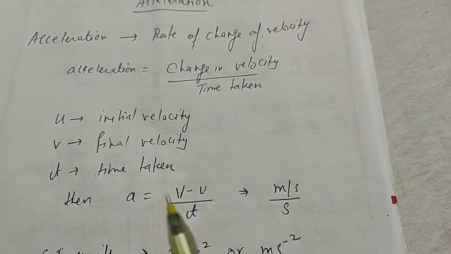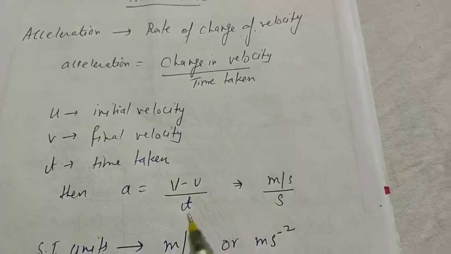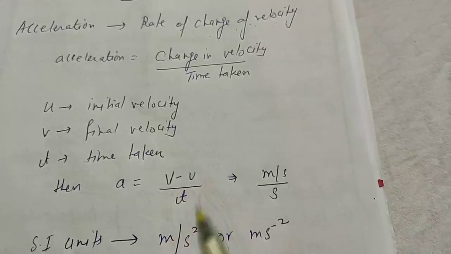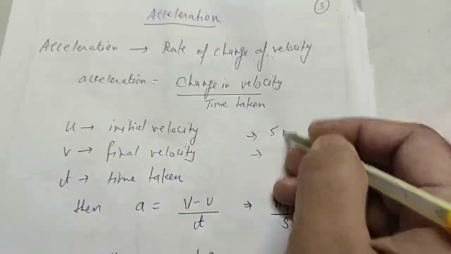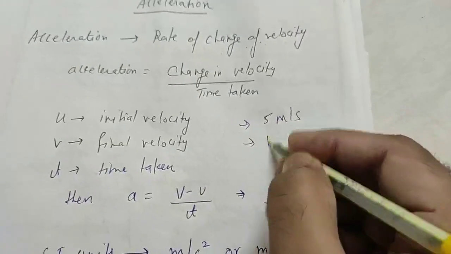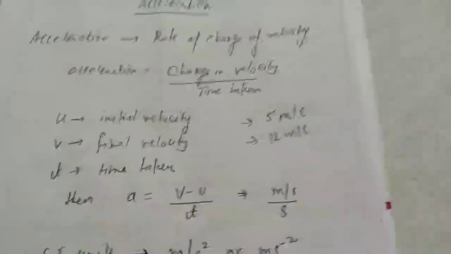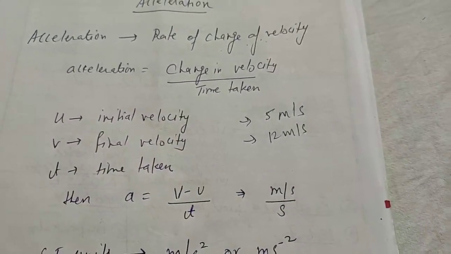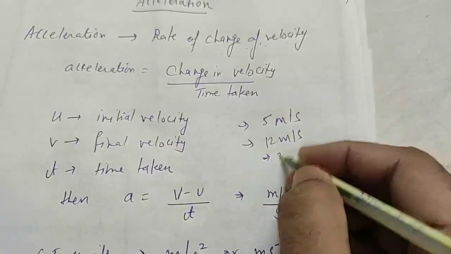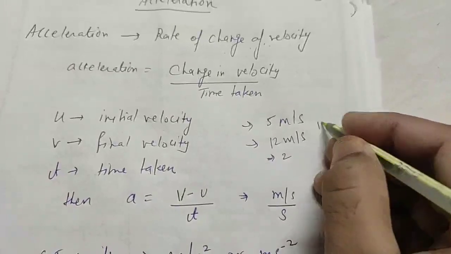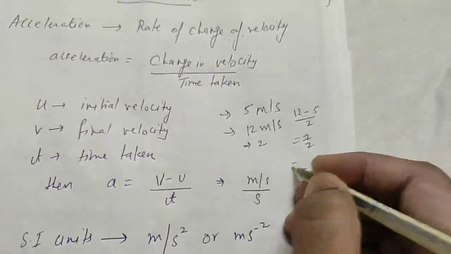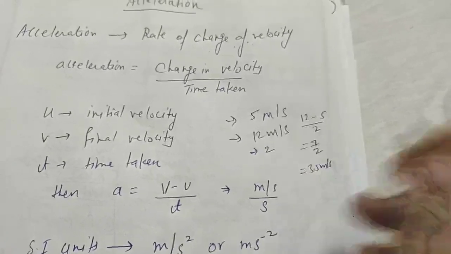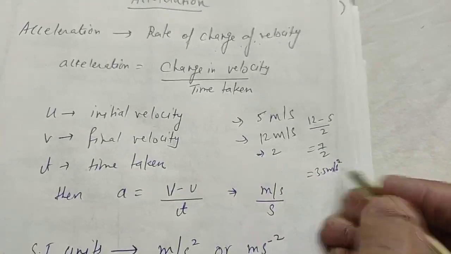Acceleration is found by the formula v minus u upon t. Suppose the initial velocity is 5 meters per second, and the final velocity is 12 meters per second, and the time taken is 2 seconds. So that means 12 minus 5 upon 2, that is 7 by 2, that means 3.5 meters per second square.